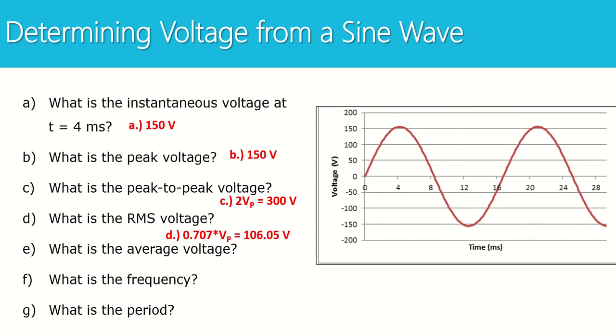Our RMS voltage is going to be 0.707 times your peak. So that's 0.707 times 150, and you get 106.05 volts. And then your average voltage is 0.637 times your peak, 95.49 volts. Then the last 2 questions are, what are the frequency and what is the period?